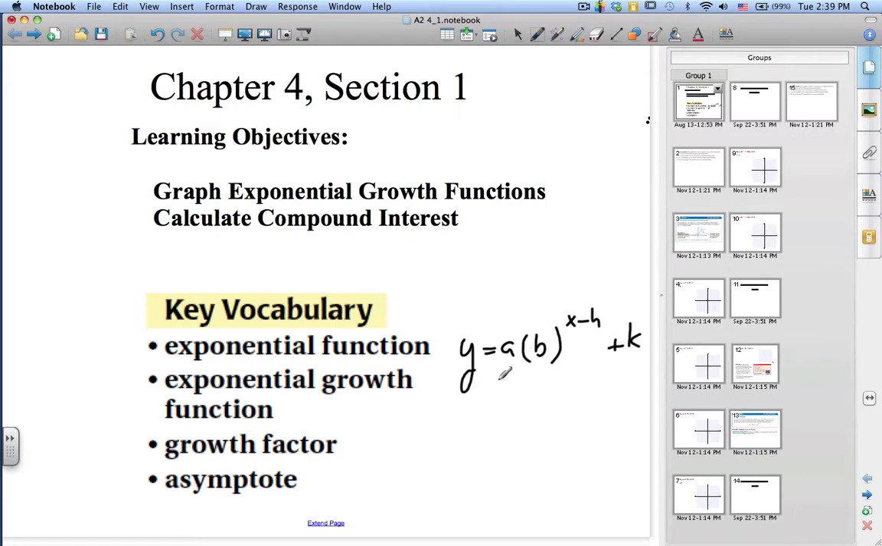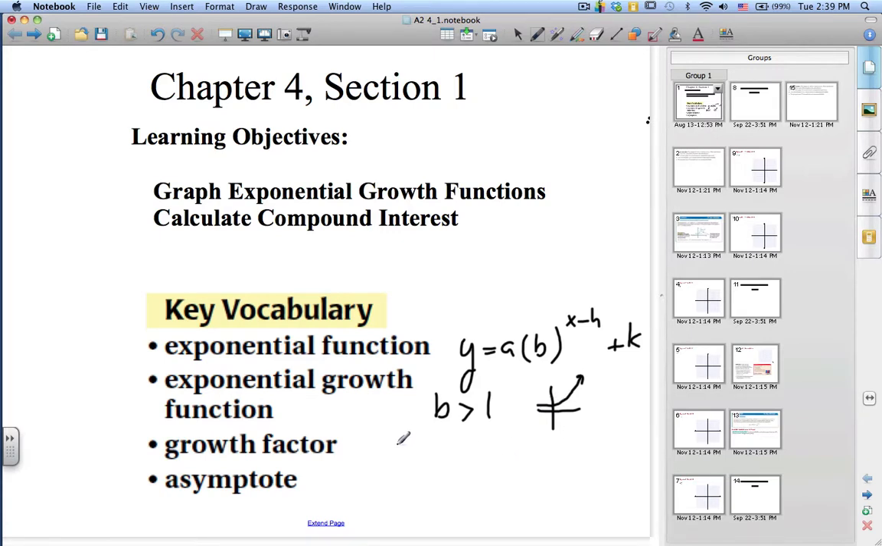Now, this is an exponential function. We're going to work in 4.1 with exponential growth functions, which is this formula if b is greater than 1. In 4.2, we'll work with exponential decay functions, and that is when b is less than 1. So an exponential growth function, if I were to graph it, would look something like this. It starts flat, it ends essentially vertical, and it grows as you move from left to right.